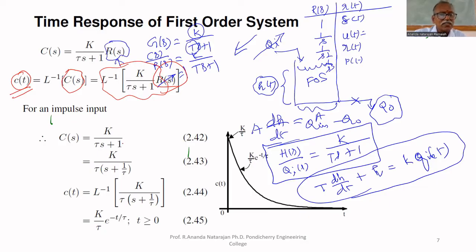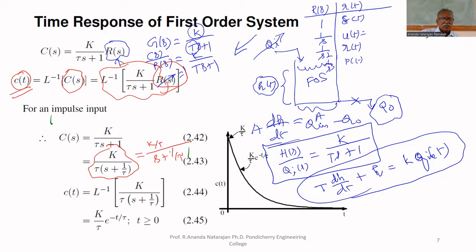To find the Laplace inverse, I have to write it in the s plus a form. That's why I'm taking tau outside. Therefore, tau multiplied by s plus 1 by tau. If I take tau outside, this can be written as k upon tau, whole divided by s plus 1 by tau. Now we take the Laplace inverse of this.